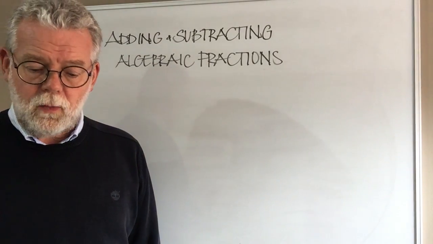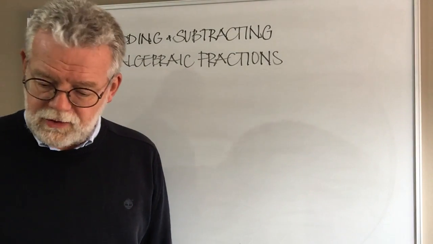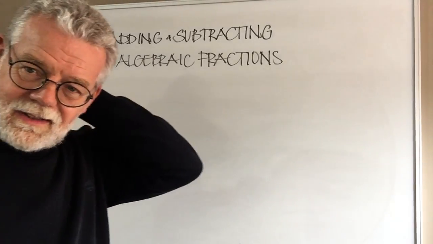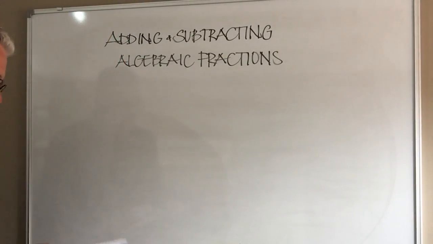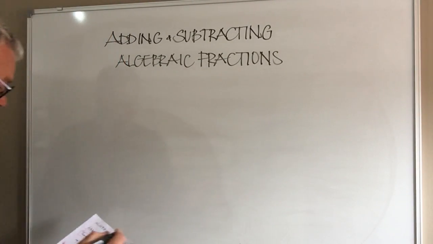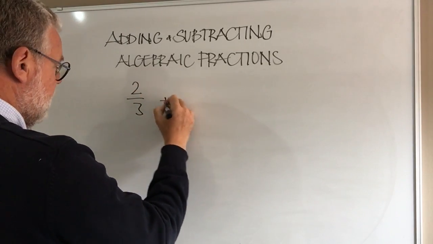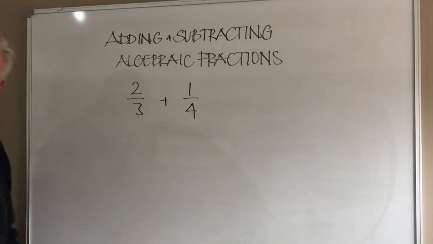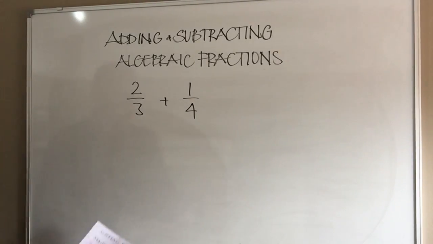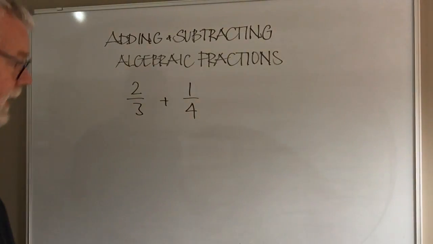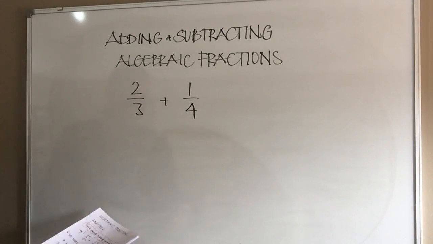Right, let's have a look at how we add algebraic fractions. Well, the first thing I'm inclined to suggest is let's go back to think about what happens when we're adding normal fractions. So for instance, if I was adding 2/3 and 1/4, we know we can't just add those together because we haven't got a common denominator. So we need a common denominator. And how can we do it?